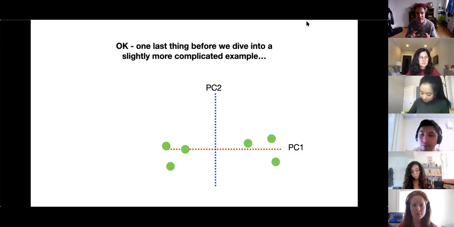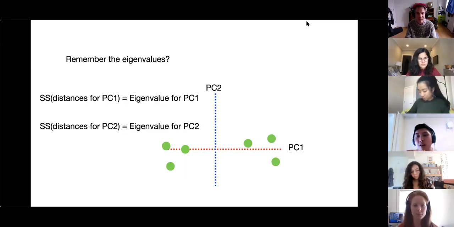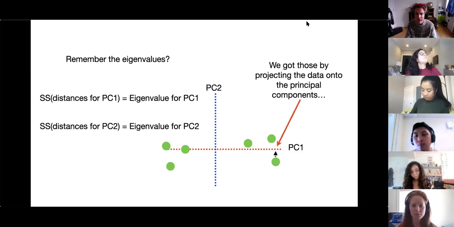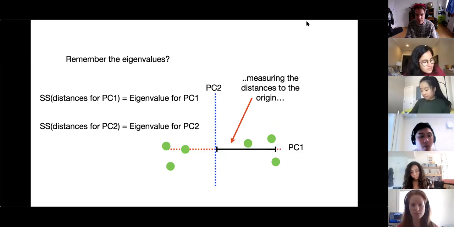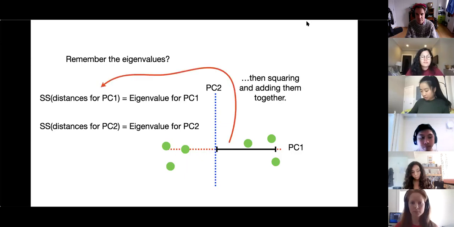Okay, one last thing before we dive into a slightly more complicated example. Remember the eigenvalues? We got those by projecting the data onto the principal components and measuring the distances to the origin, and then squaring and adding them together.